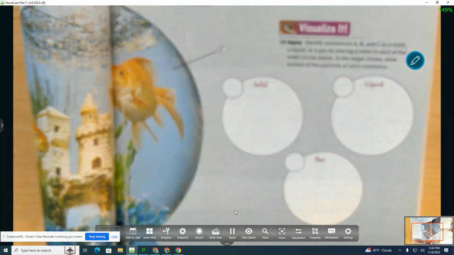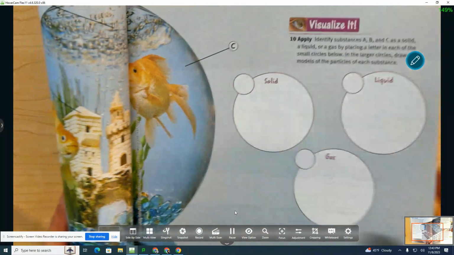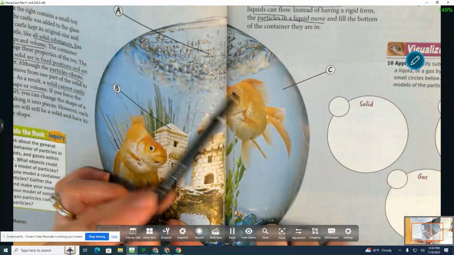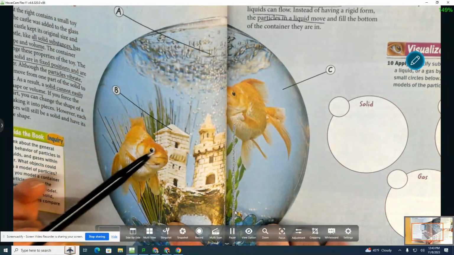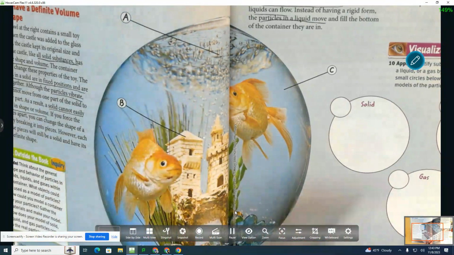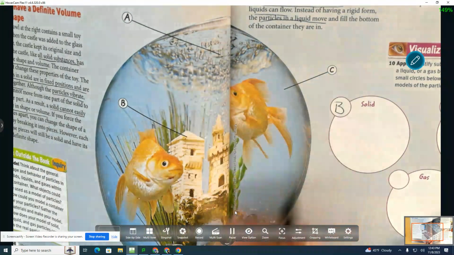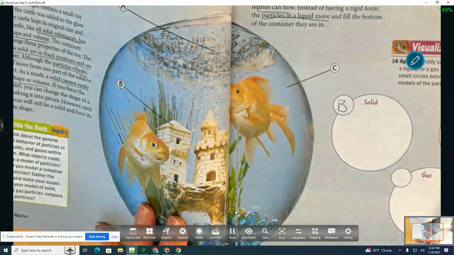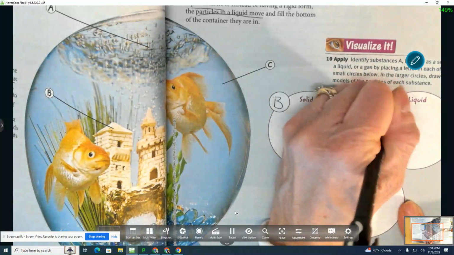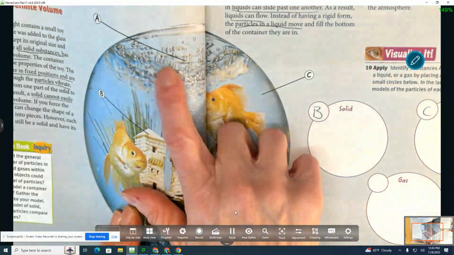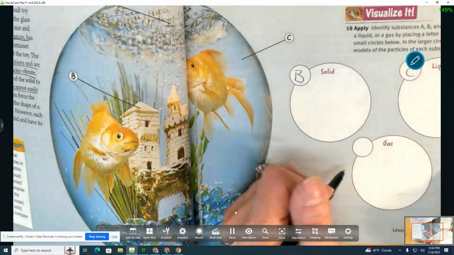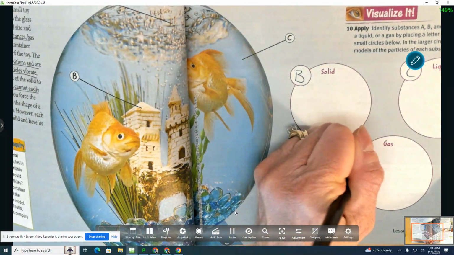So what you're going to do is place the letter. So which one is a solid? Was it A, B, or C? So we're going to place A, B, or C here. Which one is the solid? If you chose B, you were correct. Okay, which one is the liquid? A or C? If you chose C, you were correct. That means our gas, these bubbles, those have gas inside of them. They have air. So that is our A.